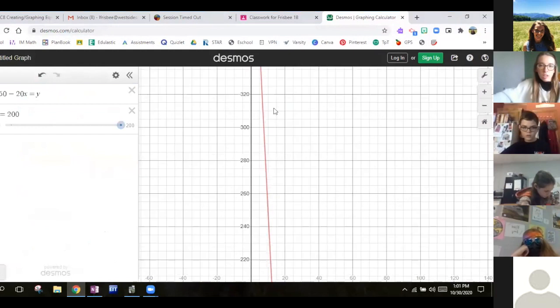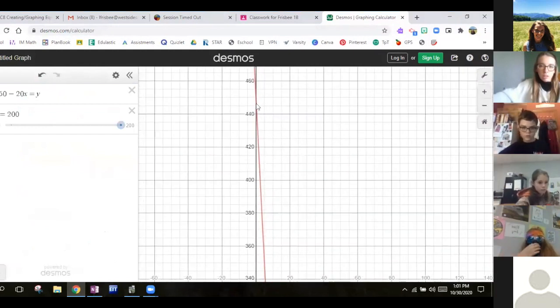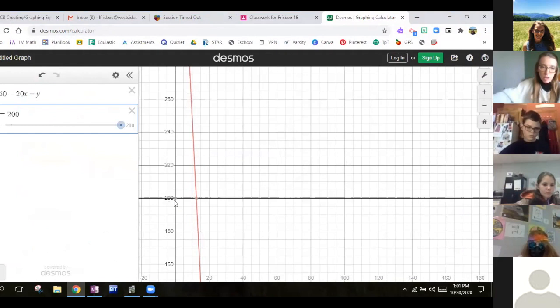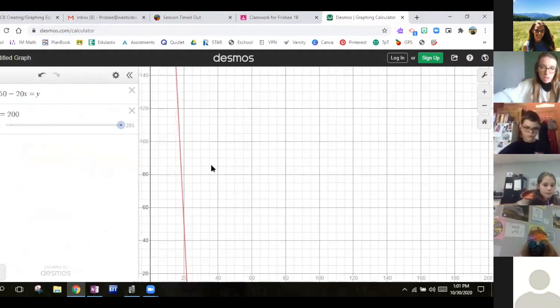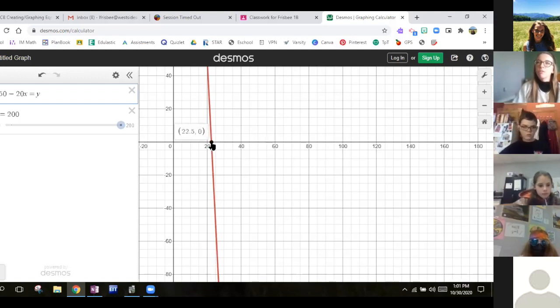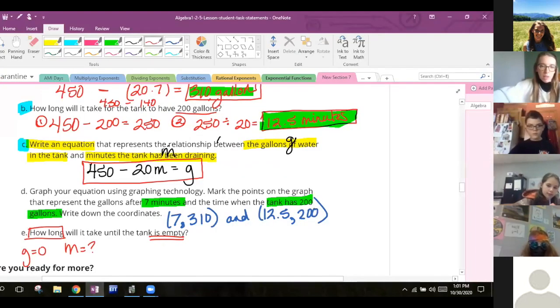If all the way up here at 450 represents when it's full, then when it's decreasing, we go all the way down to, nope, that's 200, sorry. Keep going, to where it's 0. Then we see where that is on our line. So how long did it take until the tank was at 0? 22 and a half minutes.